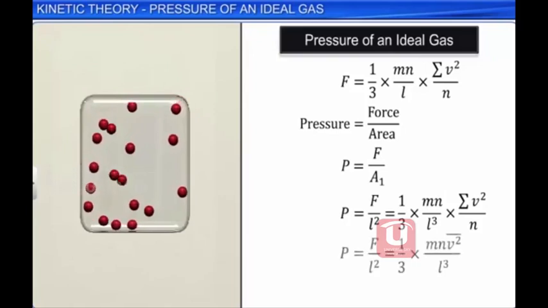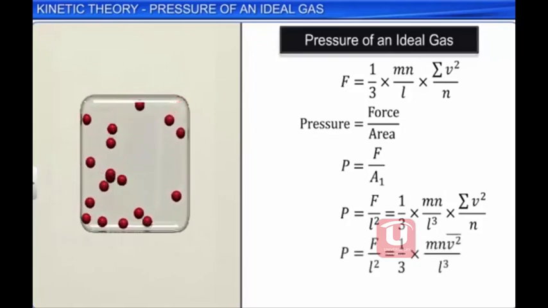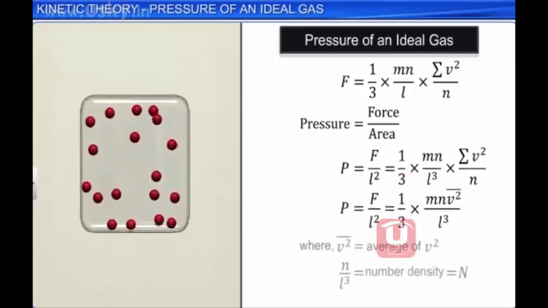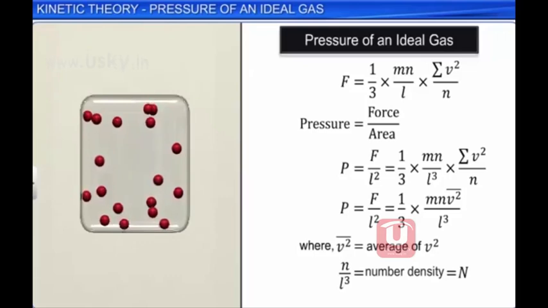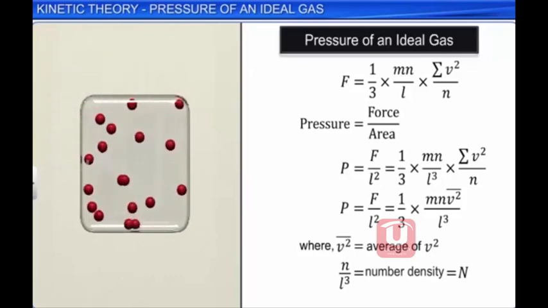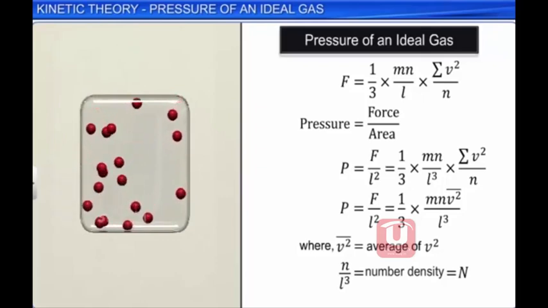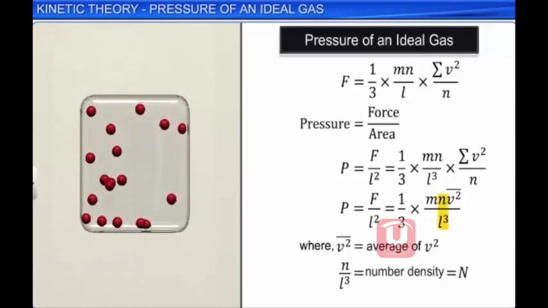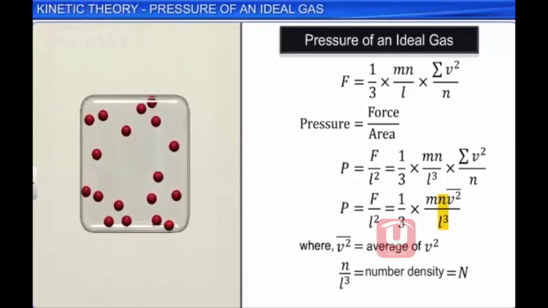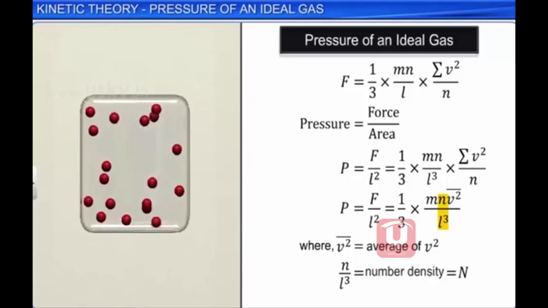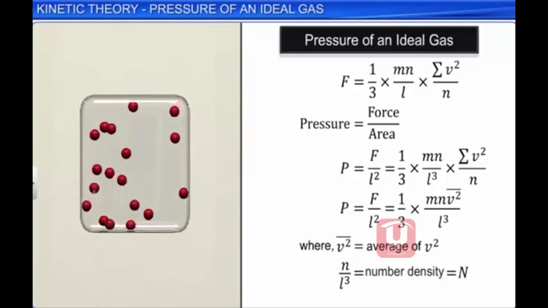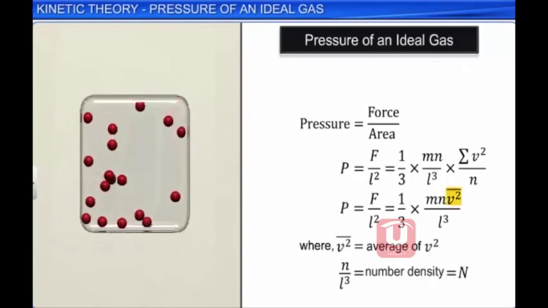where v square bar is the average of the square of the velocities of the molecules, average of v square, and n by L cube is the number of molecules per unit volume, known as the number density denoted by the capital letter N. From the kinetic theory of gases, the pressure exerted by a gas is equal to 1 by 3 mn v square.